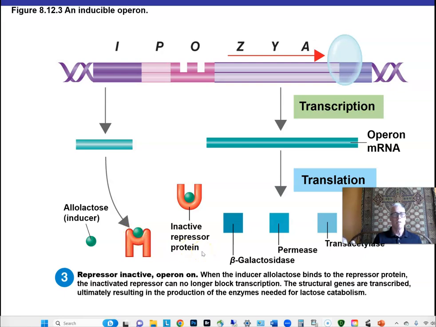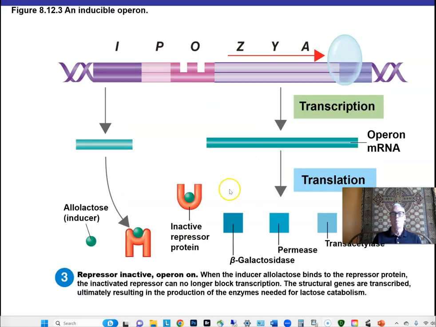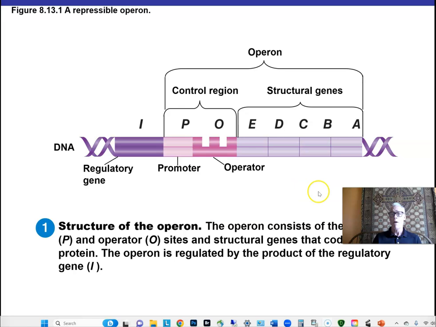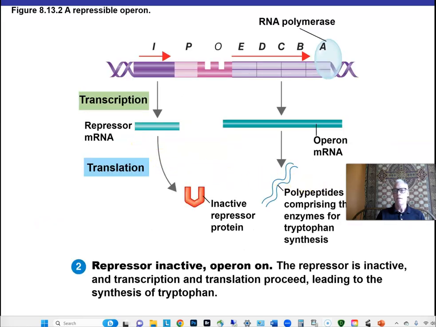So is there lactose present? Yes, good. Let's make some enzymes to metabolize it. If not, no. The lac operon will be turned off by this repressor. So that's an inducible operon. How about a repressible operon? A repressible operon is normally on. So it has the same components, structural genes, an operator and a promoter, that's the control region, and then a regulatory gene. What's going on in this case?